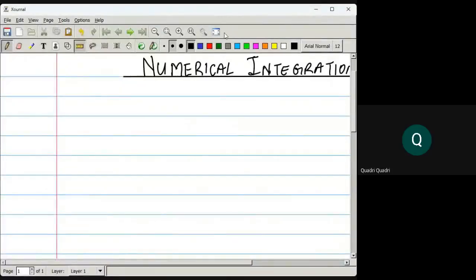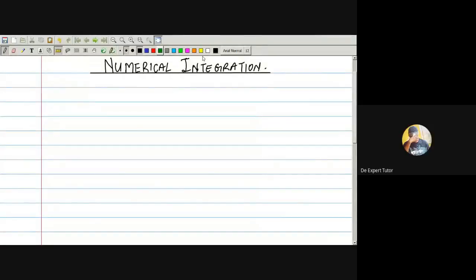So can you see my screen? Yes. So I suggest something.